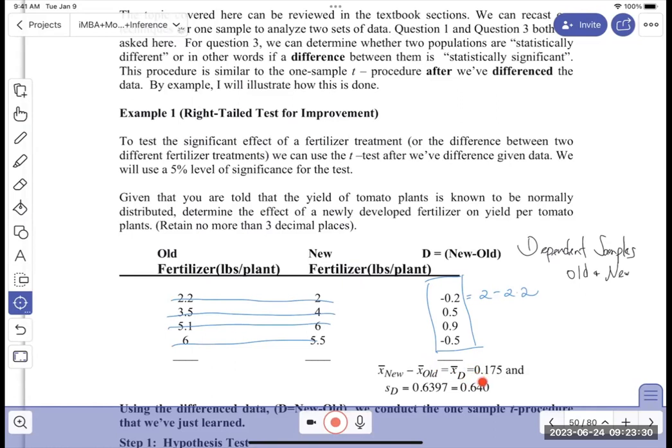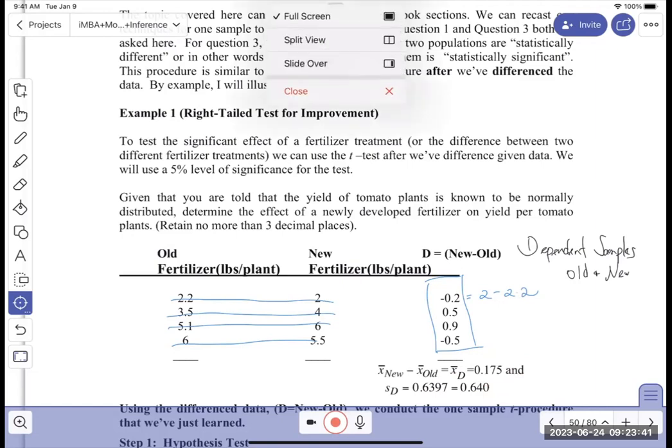So I have the difference data with an average of 0.175 and a standard deviation of 0.64. Now, how are you going to get these? Well, you put them in your calculator, right? Let's put them in our calculator.